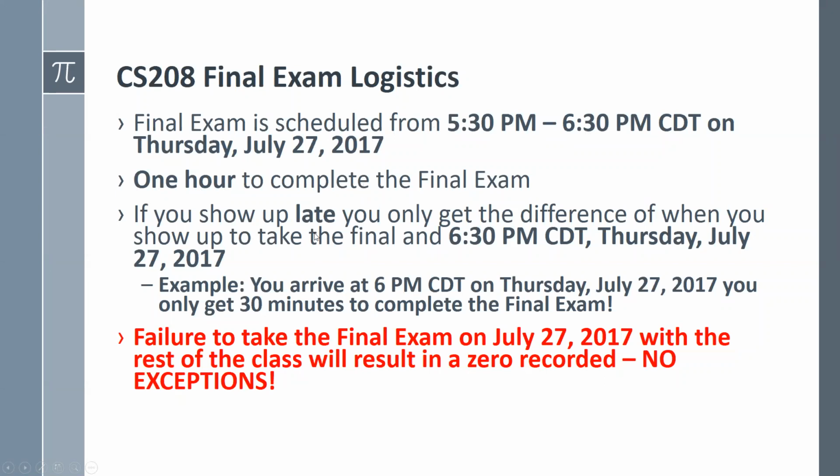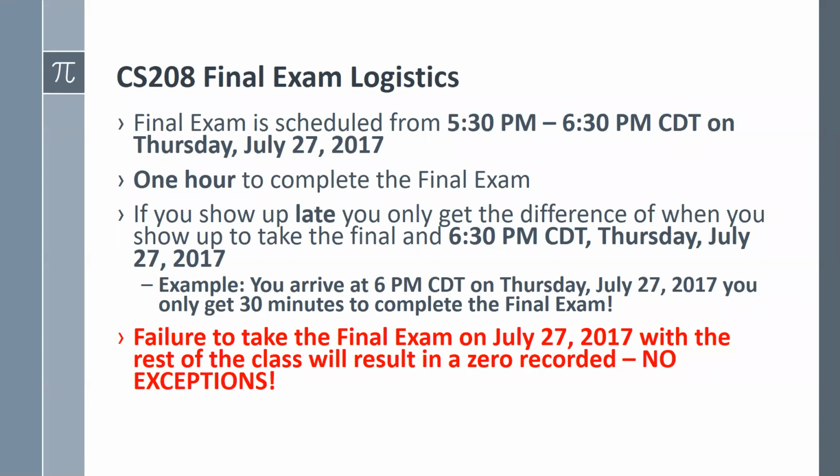So for those that traditionally have showed up late, this is not the night to show up late for this particular final, because you only get the difference of when you show up and 6:30 p.m. on Thursday, July the 17th. For example, if you show up at 6 p.m. or you show up and you end up leaving for 5-10 minutes, whatever the case is, if you are not logged in, ready to go at 5:30 p.m. Central Time, on Thursday, the 27th of July, you do not get the full hour to complete it.